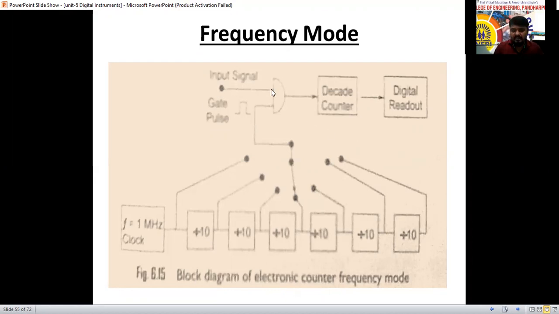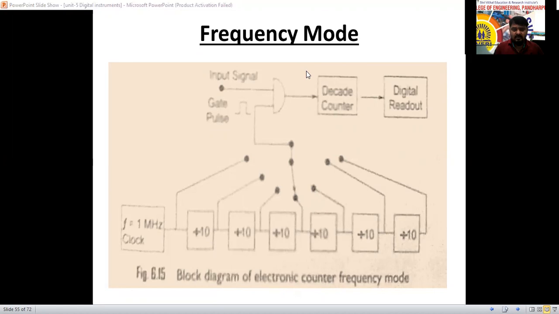Now the input signal is given here. The frequency 1 megahertz is there, plus 10 that is added here. If this switch is connected here, that is 1 megahertz. Then 1 megahertz plus 10, plus 10, plus 10, like that. The different variable frequencies we have used here. So for variable frequency, we can count the number of pulses.